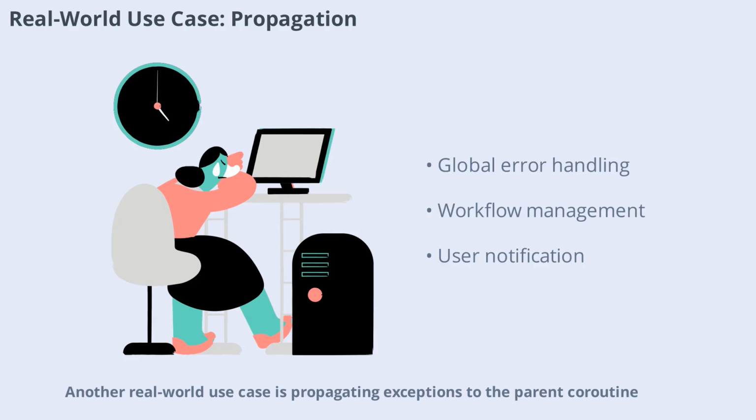Another real-world use case is propagating exceptions to the parent coroutine. For example, in a payment processing workflow, you might validate payment details, process the transaction, and send confirmation, each in its own withContext block. If any step fails, the exception is propagated to the parent coroutine, allowing you to handle errors globally and inform the user of the failure.